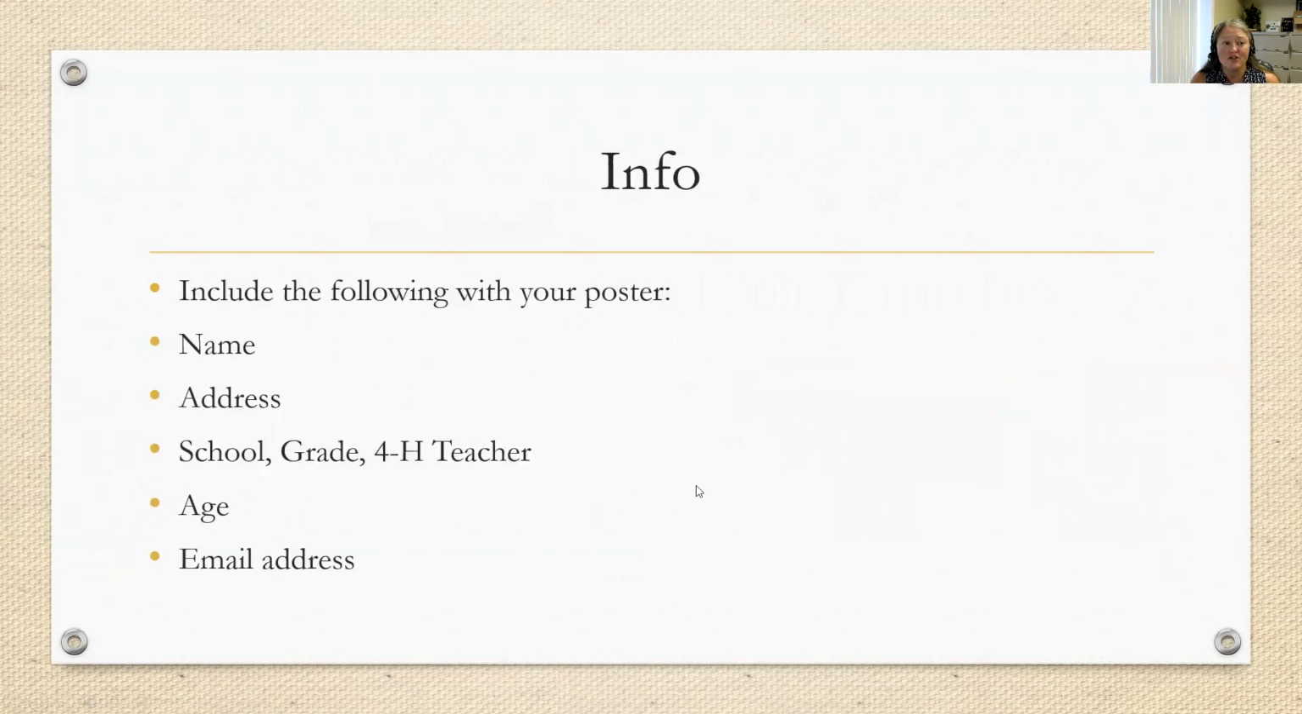With both of your posters, you need to include the following information: your name, your address, your school grade, and 4-H teacher. And that's the teacher that is in the classroom when we meet for 4-H with you. If you homeschool or if you're at the virtual academy, you don't have to worry about that. Then your age and an email address. And we do prefer adult email addresses.